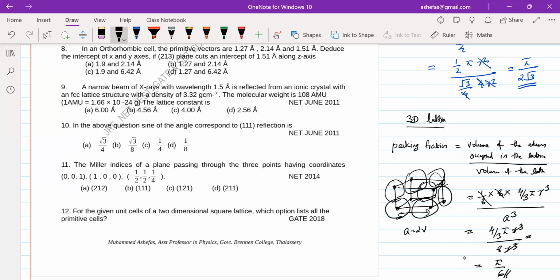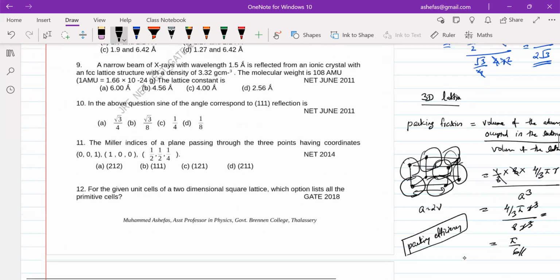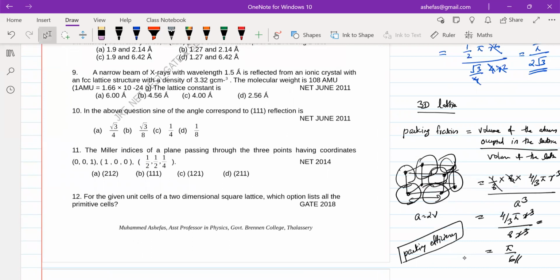So pi by 6 is the packing fraction or packing factor, or the packing efficiency as it is also called. Usually packing efficiency is written in terms of percentage, so we multiply it by 100 and write that percentage. Okay, so that's all about the packing fraction, packing factor, or fractional volume. This kind of question can also come. So we can stop here, and we'll discuss the other questions in the next video.